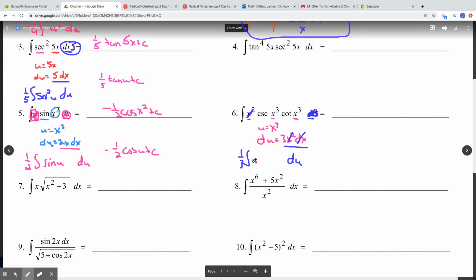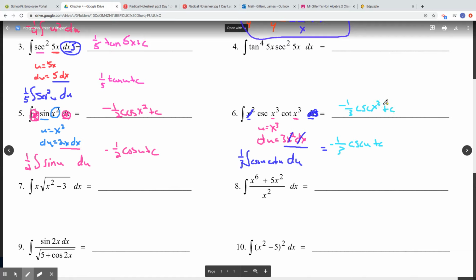Now I have cosecant u, because that's what x cubed is, cotangent u. So I now integrate. So I got 1/3. So what's the integral of cosecant cotangent? Which one of our trig functions gives us cosecant cotangent? It is cosecant. However, those are opposite of each other, so it needs to be negative 1/3 cosecant u plus c. So it is negative 1/3 cosecant u, which is x cubed, plus c.